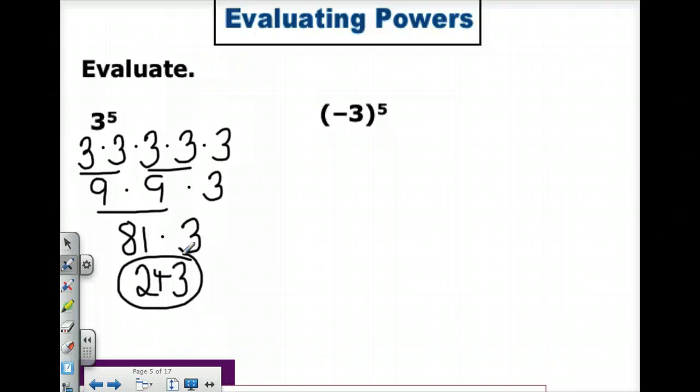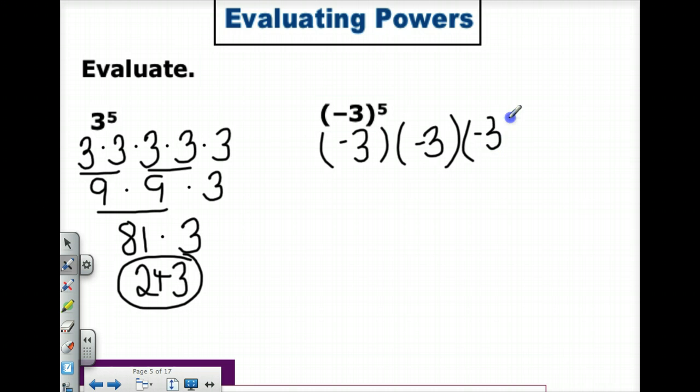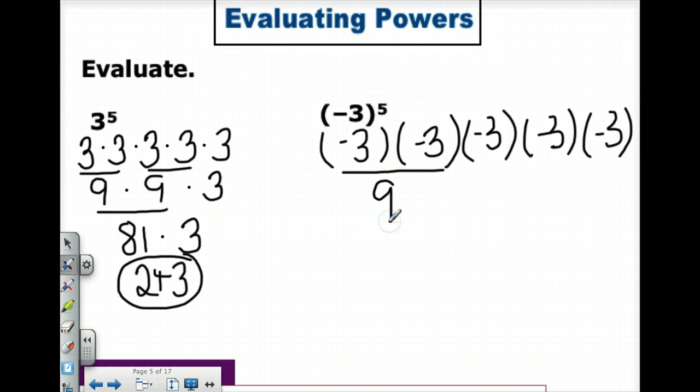Okay, so now we have (-3) as our base. So (-3) times itself 5 times. And again, let's multiply together what we know. A -3 times a -3 is a +9. Negative times a negative makes a positive. A -3 times a -3 is a +9. And then let's bring down that -3 that we didn't use yet.